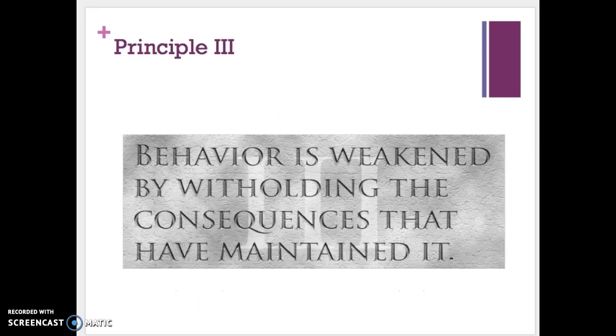Principle number 3, behavior is weakened by withholding the consequences that have maintained it. So this course is all about positive behavior support and strengthening behaviors, but we can't ignore the flip side, which is eliminating the maladaptive behaviors. We focus on replacement, but sometimes the behavior is dangerous or so ingrained that we do need to rely on the consequences.